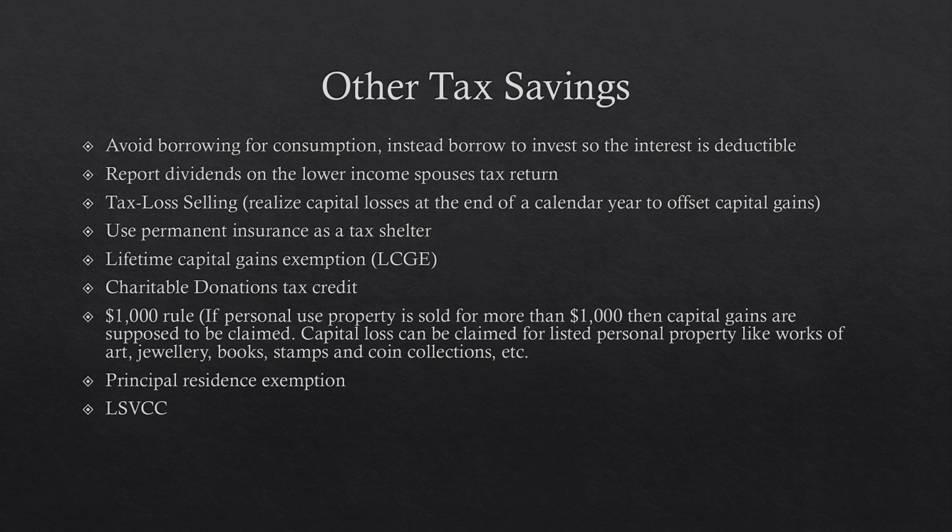So if personal use property is sold for more than $1,000, then capital gains are supposed to be claimed, and a capital loss can be claimed for listed personal property like works of art, jewelry, books, stamps, and coin collections. So that's sort of just a rule. I mean, if you were to sell something for $1,000, maybe you'd sell it for $990 instead. And then, of course, you have the principal residence exemption. So if you do sell your principal residence, your home, then you don't have to pay any tax.